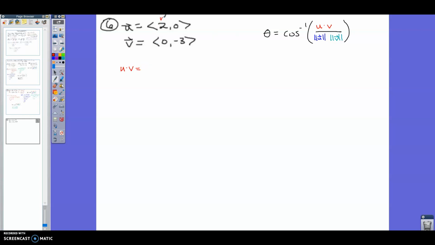So for the dot product, again we're given u1, u2, v1, v2. So we're multiplying our 2 x components, 2 times 0, and we're adding our 2 y components multiplied by one another. So here we get 0 plus 0, which is 0.